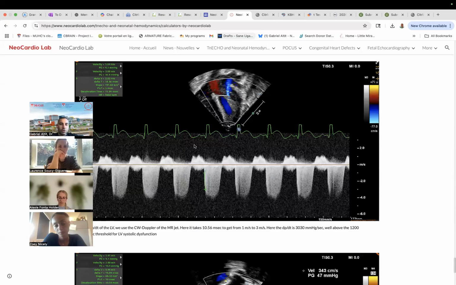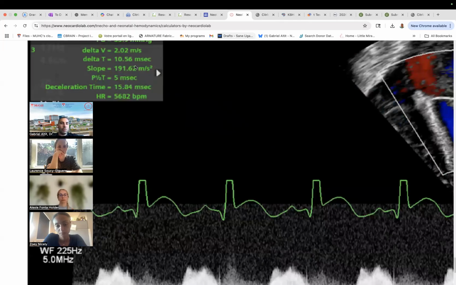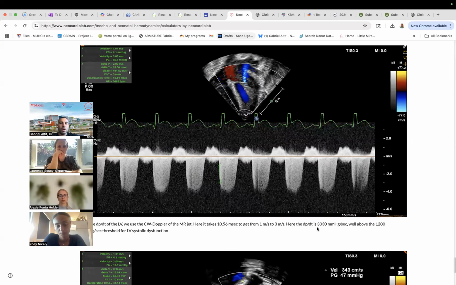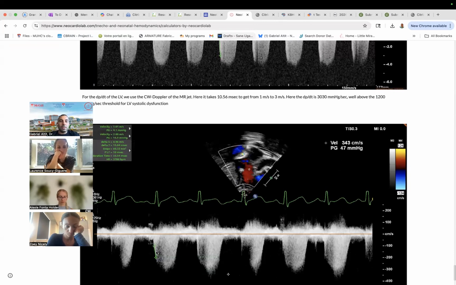So you trace your 1 meter per second, you trace your 3 meters per second, and you draw your line in between. And then it gives you this value, 10.56 milliseconds. So if you plug it in, it gives you 3,030 millimeters of mercury per second. And so you can put here T in 10.56, calculate dP/dt, and it gives you this, and it tells you it's normal. Same thing for the RV if you have a TR.